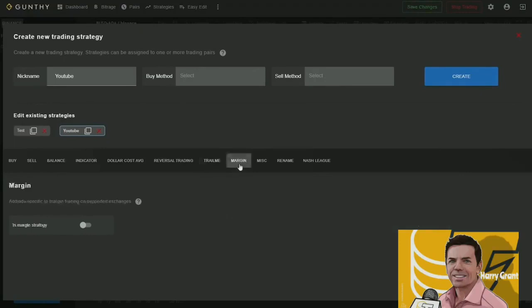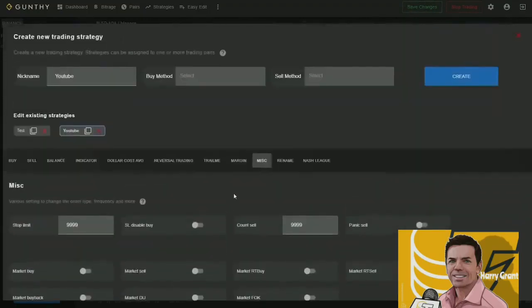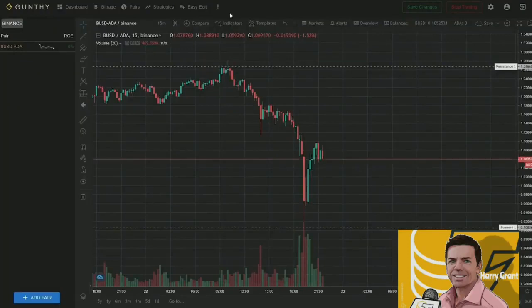We also have margin trading now on Gunbot, so there are a lot of exchanges that now support margin trading. Miscellaneous features which you can look over in the Gunbot wiki, and then that's pretty much it for the strategy options.